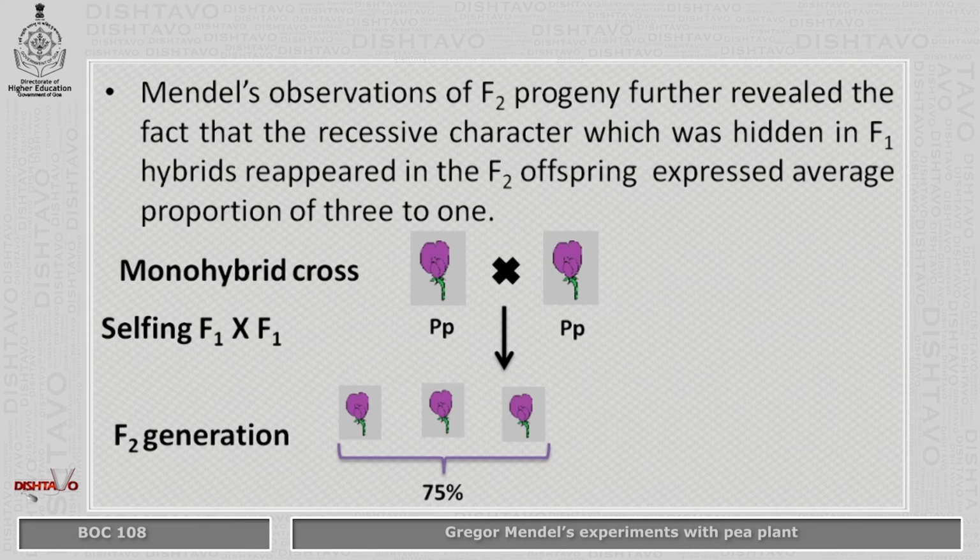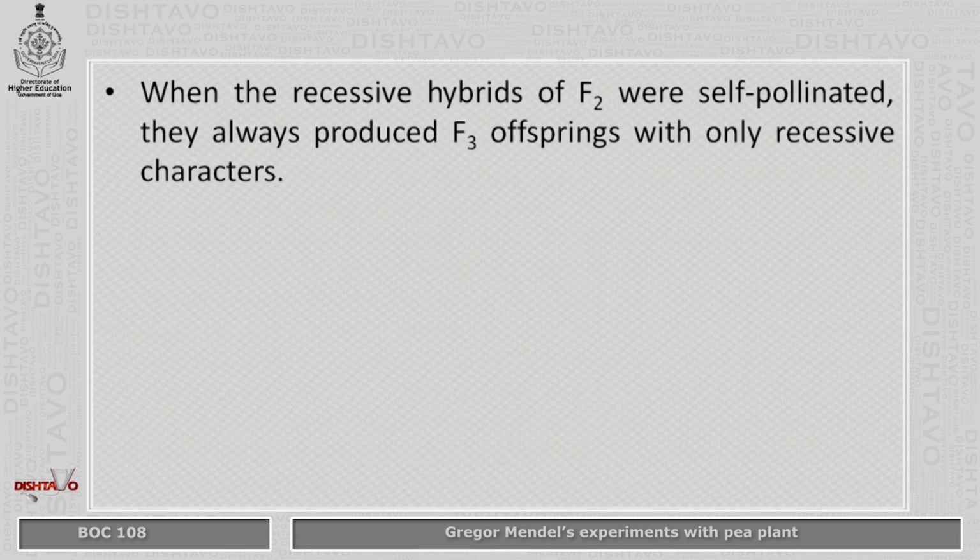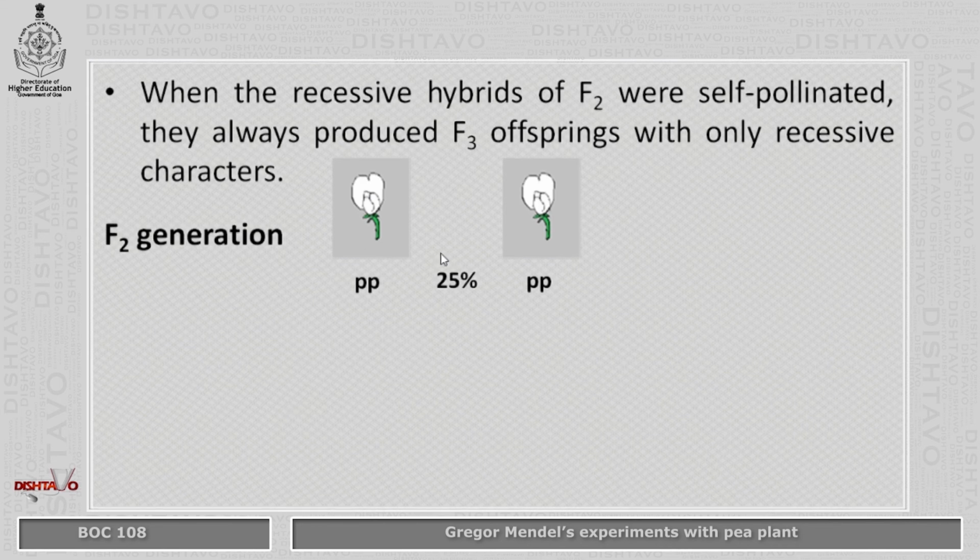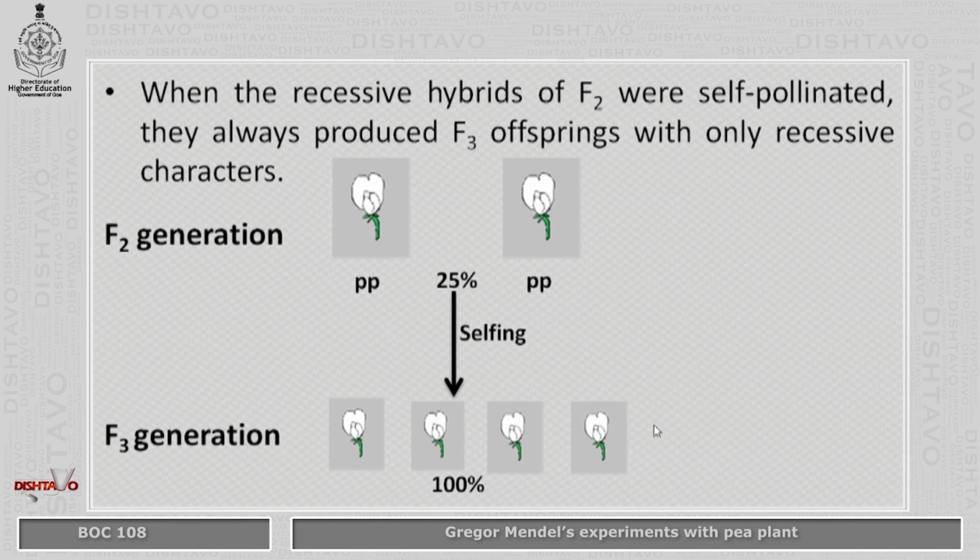So here is the explanation of monohybrid cross, in which selfing was carried out in F1 offsprings, and in the F2 generation, 75% of the offspring showed purple colored flowers and 25% of the offspring showed white colored flower in the ratio 3:1. Further, when the recessive hybrids of F2 were self-pollinated, they always produce F3 offsprings with only recessive characters. As you can see here, these are the F2 generation offsprings which underwent selfing, and it produced 100% of recessive traits offsprings in F3 generation.